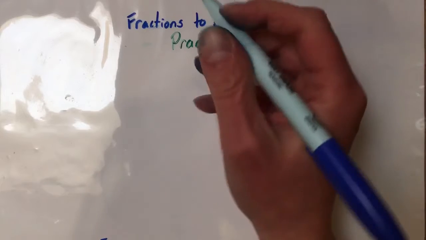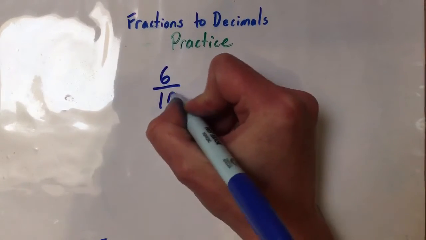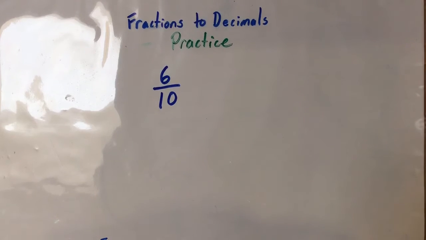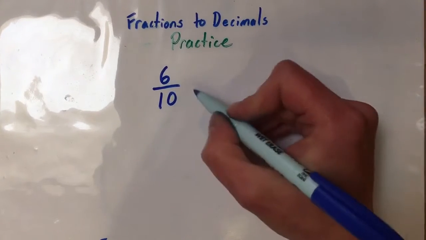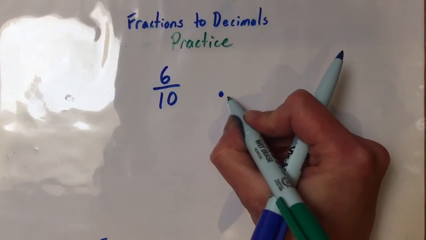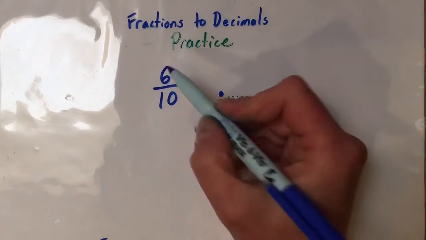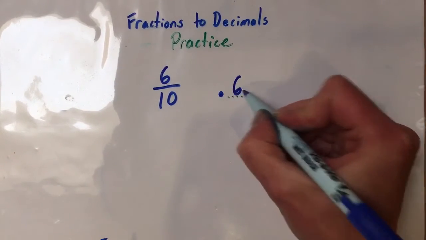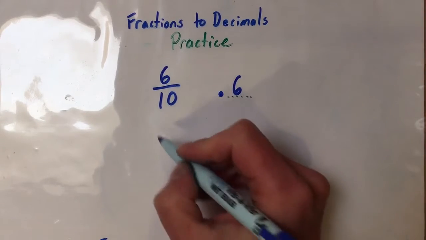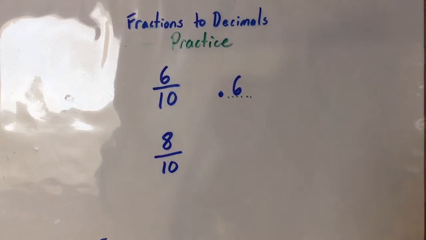So for our first number, I would like you guys to write 6/10 as a decimal. All right, let's see, 6/10. I'm going to put my decimal point down. If it helps you, definitely add that place value mark for the tenths. I have 6 of them, 6/10. Try this one. Let's try 8/10.